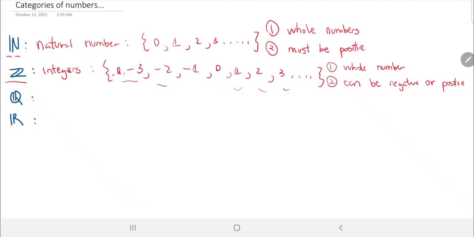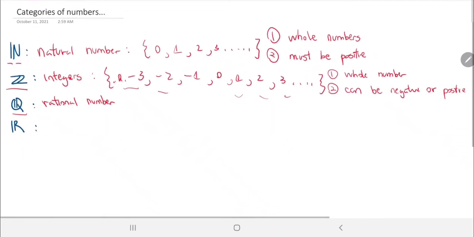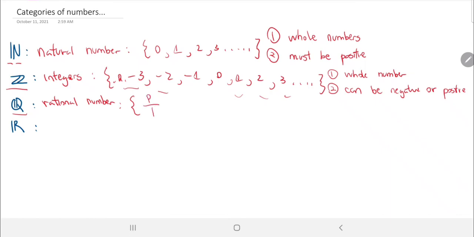The next one will be the rational number. This rational number symbol is simply a Q with 2 vertical dashes in the middle. So what does rational number mean? Rational number means any number that can be written as the ratio of two integers. This might sound complicated, but it's actually not. Rational numbers are P divided by Q, where P and Q are integers.